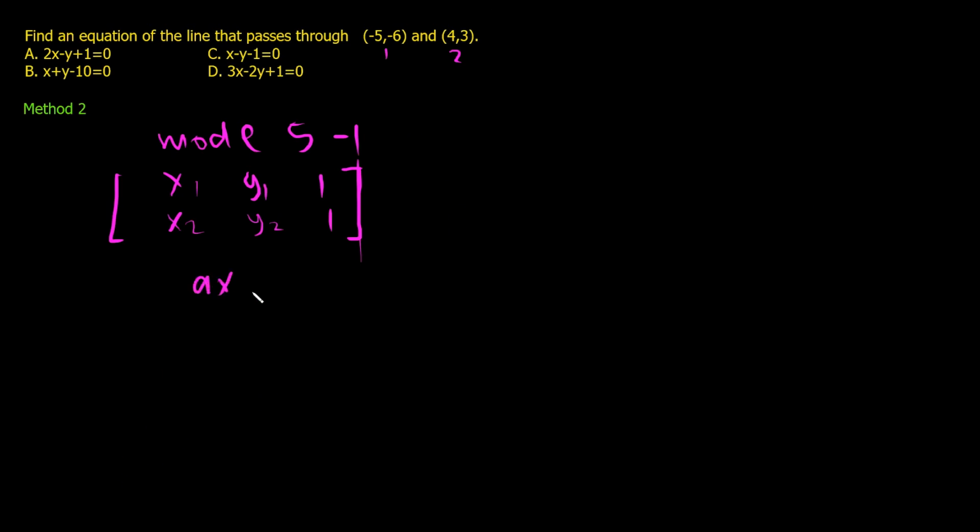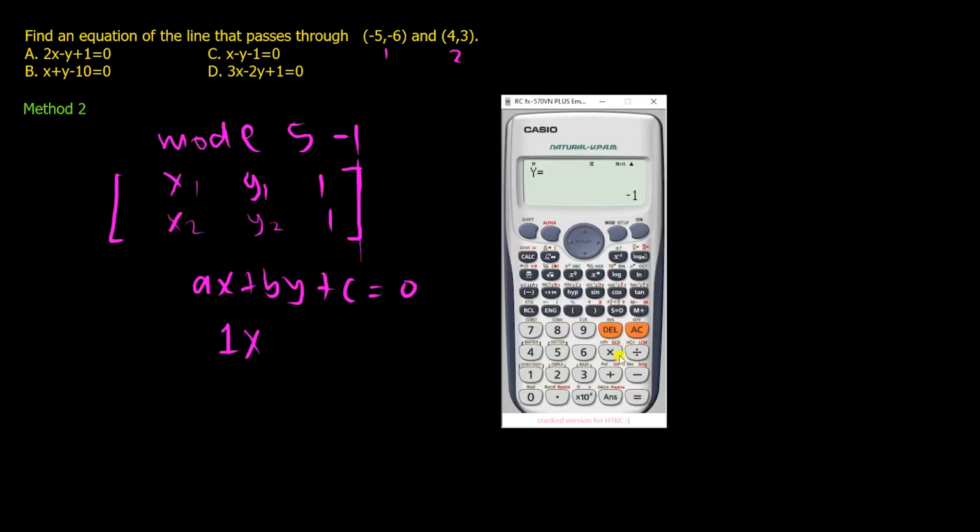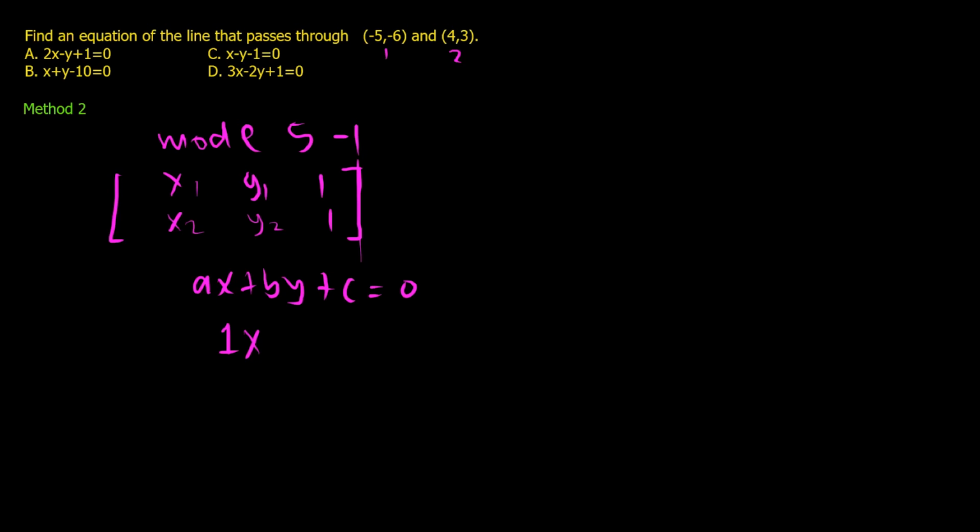So, the general equation is ax plus by plus c is equal to 0. What did we get earlier? 1. That 1 is the coefficient of x, which is a. Next, negative 1 is the coefficient of y, so we have negative 1y. And what is c? What did we input here? 1, right? So plus 1, equal to 0.